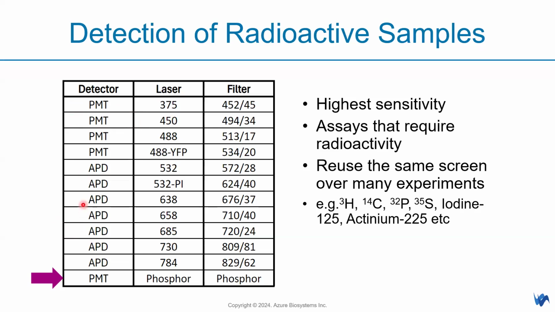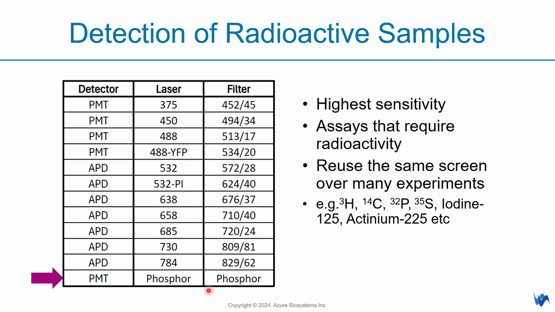And these two are the best detectors for fluorescent signals on the market right now. So let's look at phosphor imaging for radioisotope or radioactive samples. This is a type of staining or detection method that has the highest sensitivity, which utilizes image plates that require radioactivity.